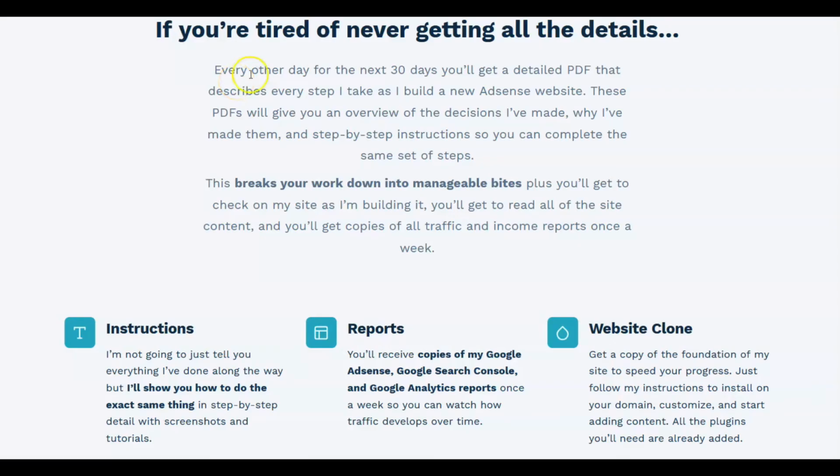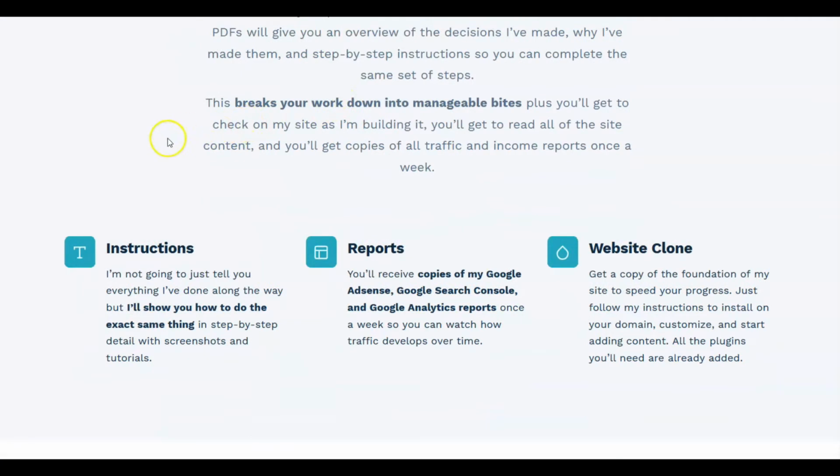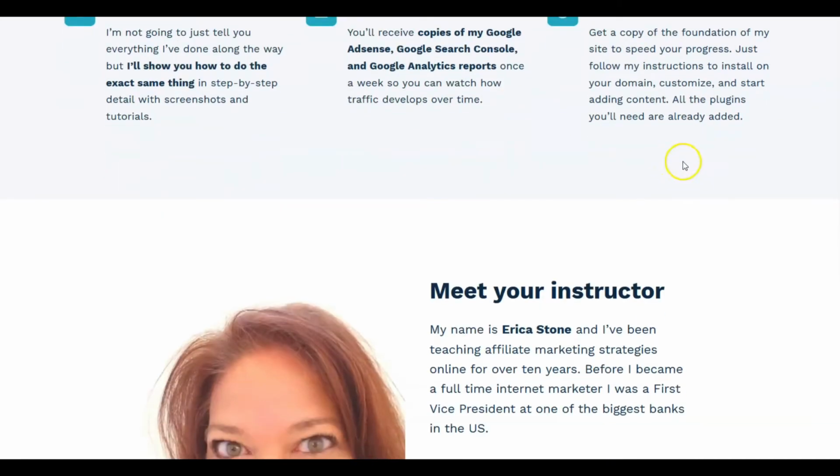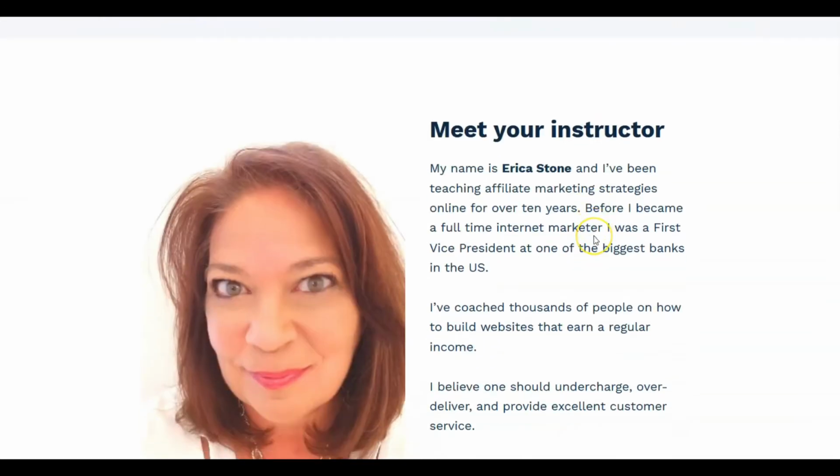Okay, so as you scroll down the sales page, Erica is always honest and upright and forthcoming with what she is selling you. She talks about giving you instructions and detailed reports. The reports, she shows you where they're going to come from. And then she also provides details on setting up your blog.